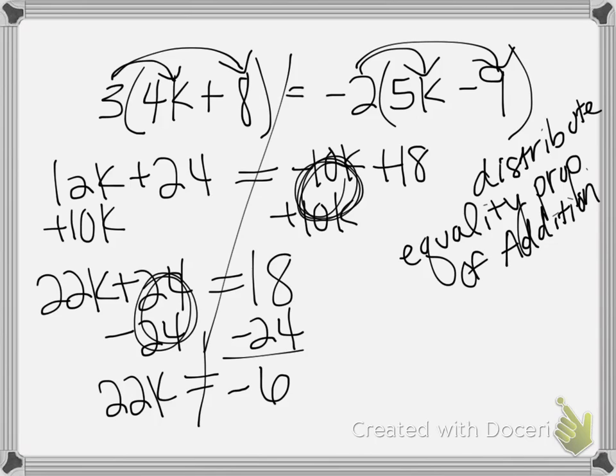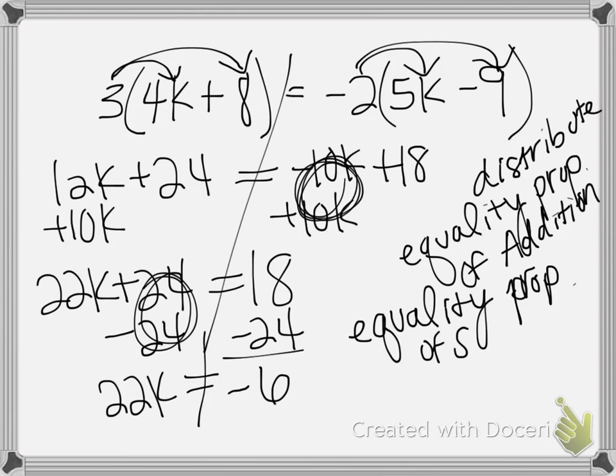So this step right here is another equality property. This is equality property of subtraction, because on this one I minus 24 from both sides. So I could have said I minus 24 on both sides to keep the equation equal. Something about doing the same thing to both sides that keeps it equal.